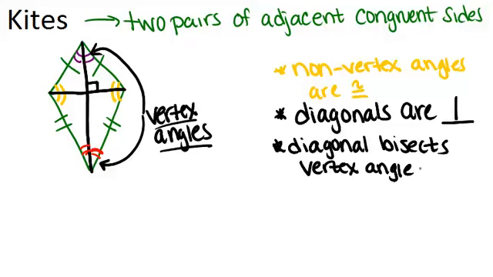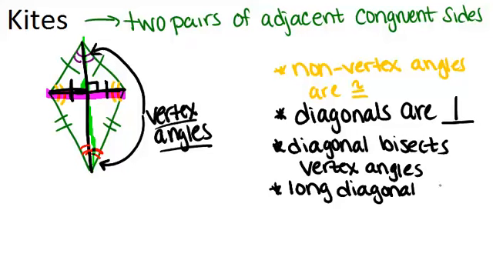The last property is that the long diagonal, so I mean this diagonal here, bisects the short diagonal right here. So what that means is that this segment will be congruent to this segment. So the long diagonal bisects the short diagonal.